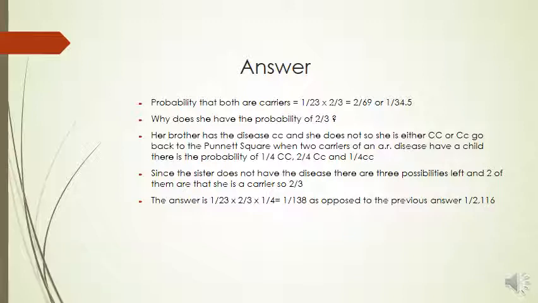The answer is 1 out of 23 times 2/3 times 1/4, which equals 1 out of 138, as opposed to the previous answer from 2 people from the general population of 1 out of 2,116. In this case, we basically know that the disease is in this specific family.